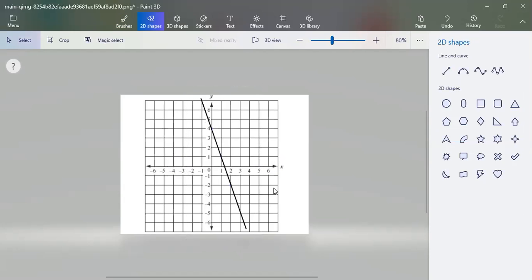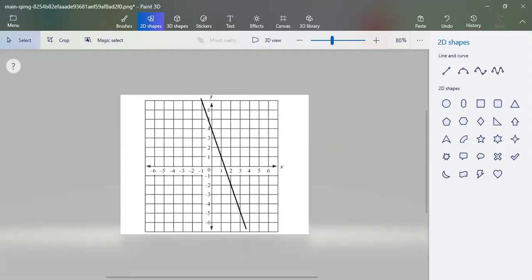Now, as you can see from the slope, it is a negative slope. You know how a line with a negative slope looks like. If the line comes from the upper left corner down, it's a negative slope, right? So this is how your line looks like. It's easy as that. Okay, let's move on to the next question.